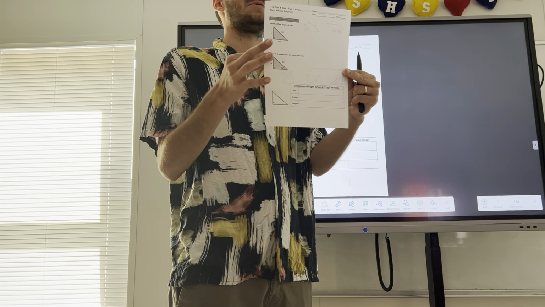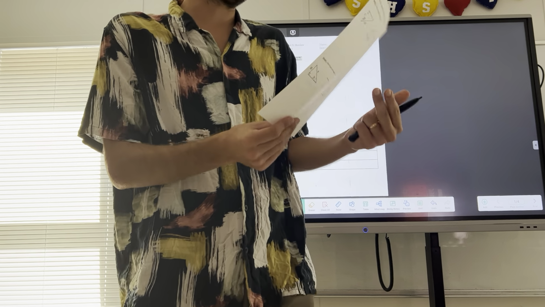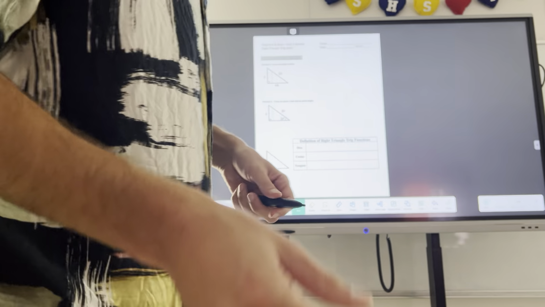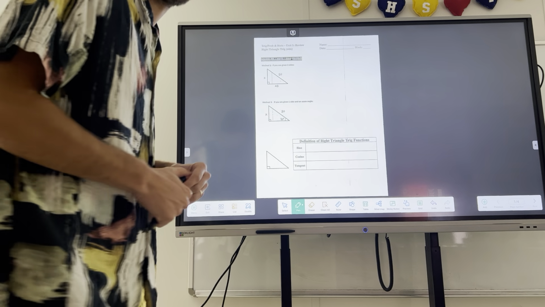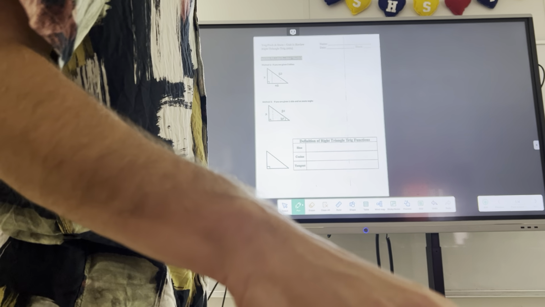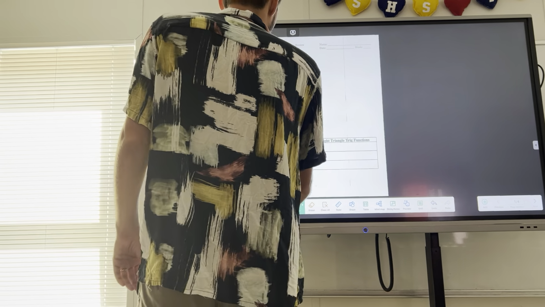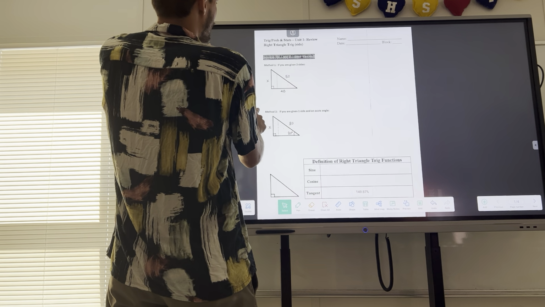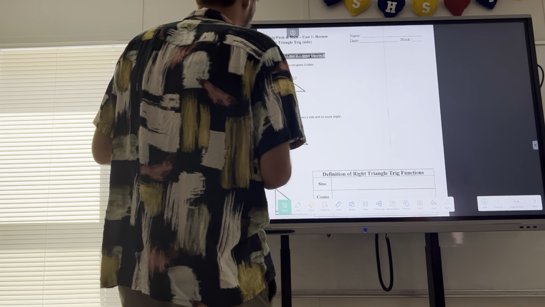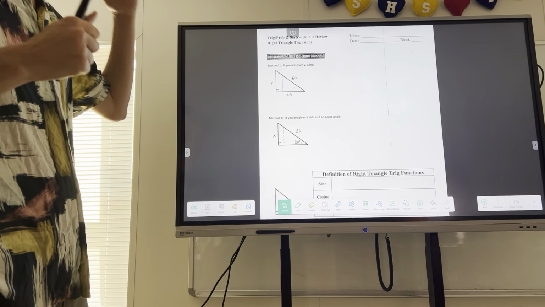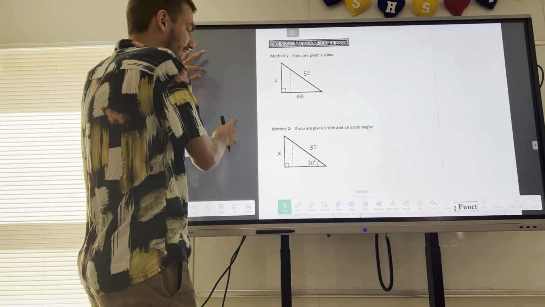Notes. We got this piece of paper. We're going to be talking about, as you can see on here, right triangle trig. And we see at the top, solving for the side in a right triangle. Now, if you're given two sides, this is nice and familiar.